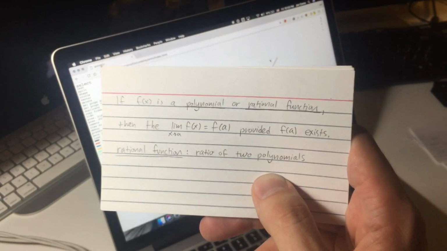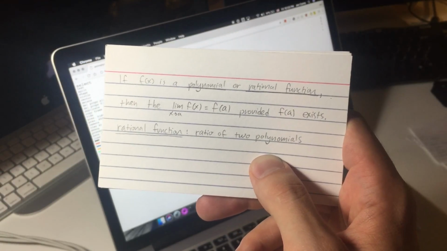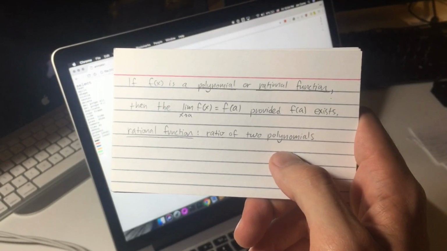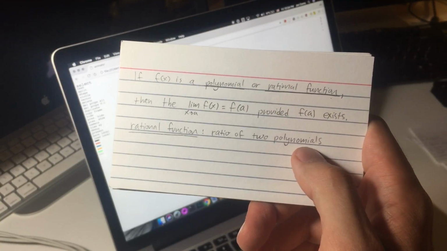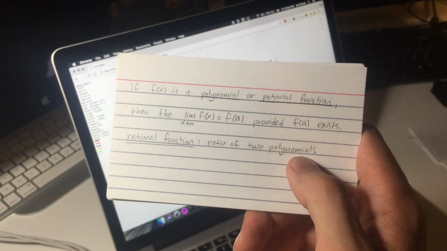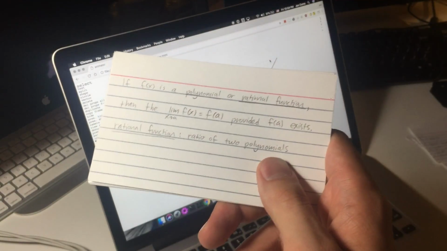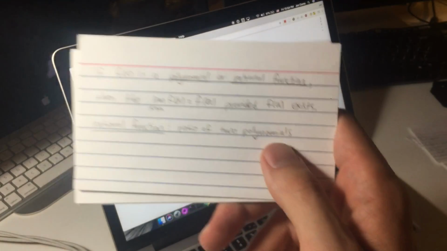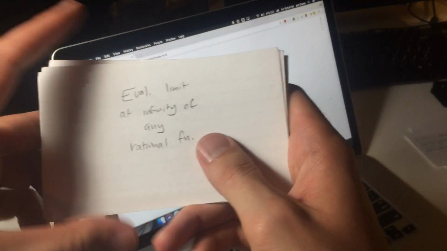So this says if f of x is a polynomial or rational function, then the limit of f of x as x approaches a equals f of a, provided that f of a exists. Now, a rational function is just a ratio of two polynomials. But all you have to remember is to plug in x equals a into your function, and if you don't divide by 0 and you get a number, that's the limit of the function. So this is the most useful property, the direct substitution property.